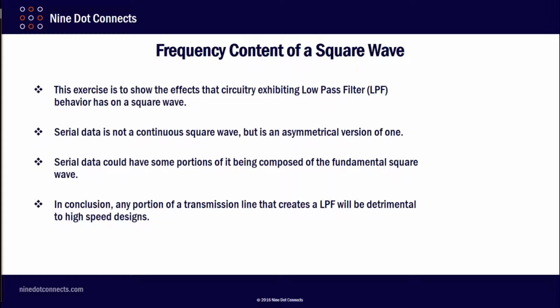This exercise is to show the effects that circuitry exhibiting low-pass filter behavior has on a square wave. Now, serial data is not a continuous square wave. We know that. But it is an asymmetrical version of one. Serial data could have some portions of it being composed of that fundamental square wave. In conclusion, any portion of a transmission line that creates a low-pass filter is going to be detrimental to high-speed designs. That's the thing I wanted to point home to you on this portion.